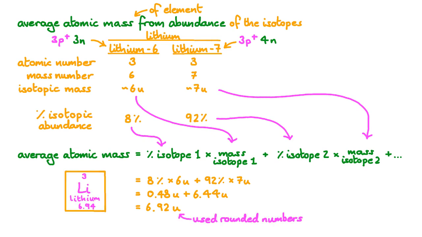The value of the average atomic mass we got doesn't quite match up with what we find for lithium on the periodic table. This is because we used rounded numbers for the isotopic percentage abundances and the isotopic masses. If we used more accurate numbers, we'd get a better estimate.